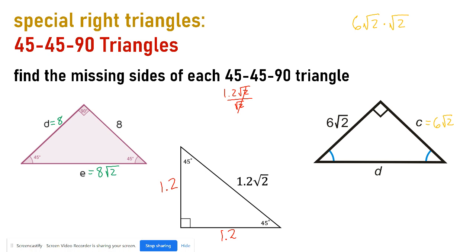Now when you do this, here's what's going to happen. We have a 6, and then square root of 2 times square root of 2. You can combine those into one square root and put the 2 times 2 under that one square root. 2 times 2 is 4. So this becomes 6 times the square root of 4. Square root of 4 is 2. So this becomes 6 times 2. And now 6 times 2 is just 12.